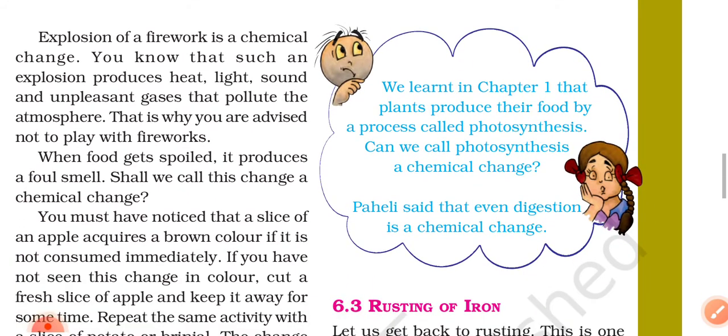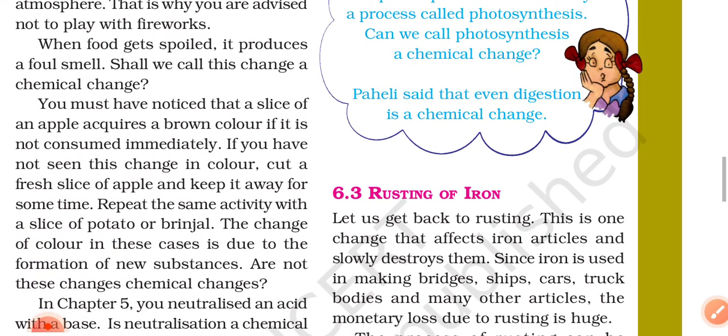We learned in chapter 1 that plants produce their food by a process called photosynthesis. Can we call photosynthesis a chemical change? It is said that even digestion is a chemical change.